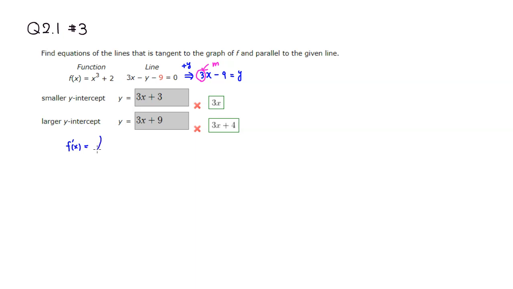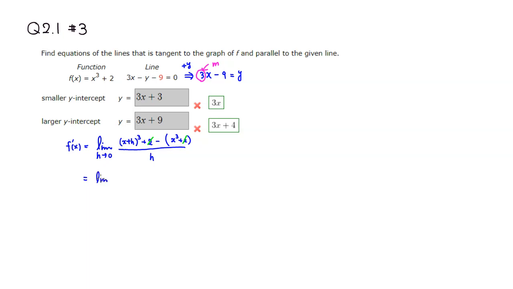This is going to be the limit as h approaches 0 of f of x plus h, so you put the x plus h instead of x, so you have x plus h, then you cube that, plus 2, minus the original function f of x, which is x cubed plus 2, over h. Then I'm going to cancel out the things that I can cancel. So 2 minus 2, you can cancel that. Then I have to expand this x plus h cubed.